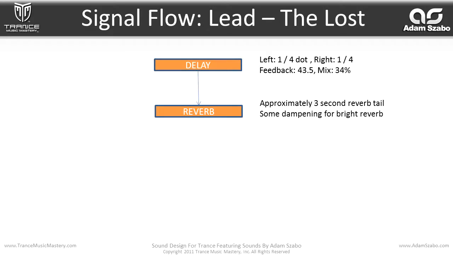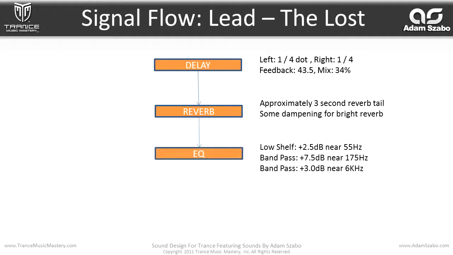And then that flows into a reverb with approximately a 3-second reverb tail, some dampening for bright reverb. And then into an EQ with a low shelf plus 2.5 dB boost near 55 Hz, a bandpass plus 7.5 dB boost near 175 Hz, and a bandpass plus 3 dB boost near 6 kHz. And then that flows to the main output.